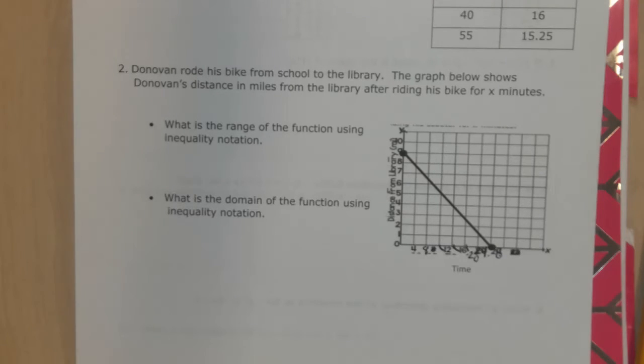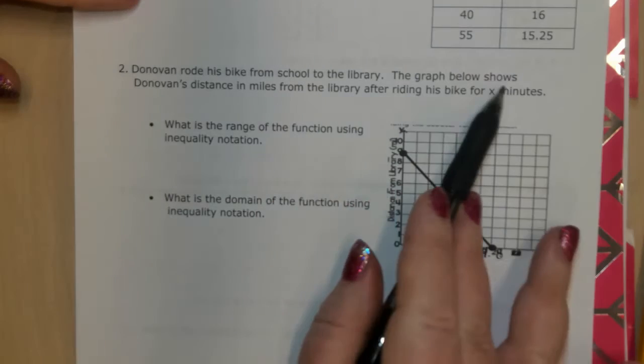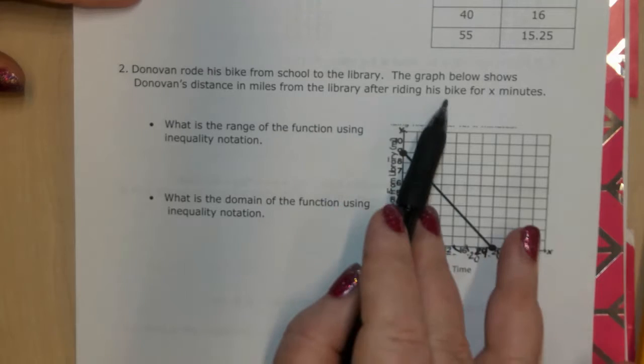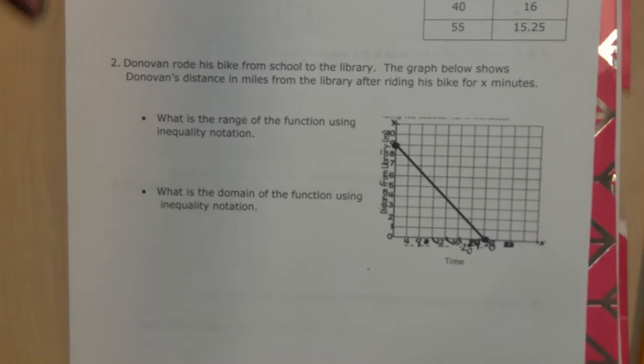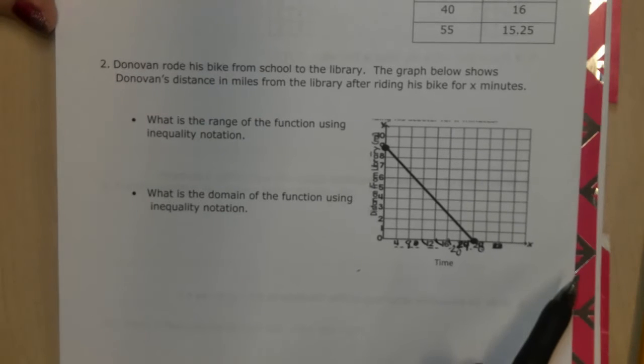Number 2. Donovan rode his bike from school to the library. The graph below shows Donovan's distance in miles from the library after riding his bike for X minutes. So let's look at our graph. And I fixed the horizontal axis. The numbers weren't matching up exactly with the graph.